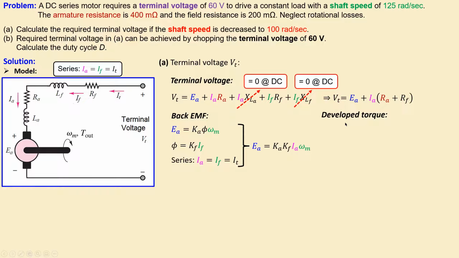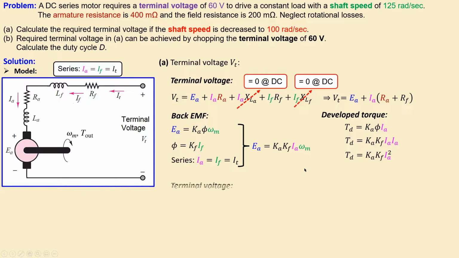Going to the developed torque, it is given in a similar form as the back EMF by the motor constant times the armature current. If I again substitute the value for the flux using K_f times I_f, or K_f times I_a since these are equal to each other, then I have this expression. And that will of course be K_a times K_f times the armature current squared.